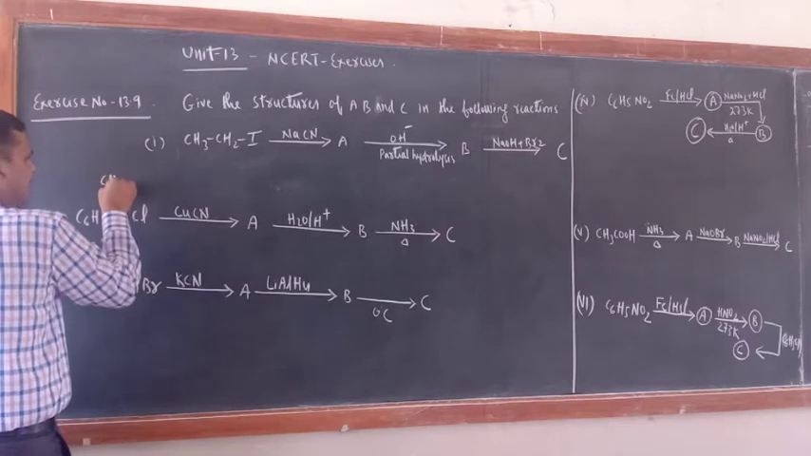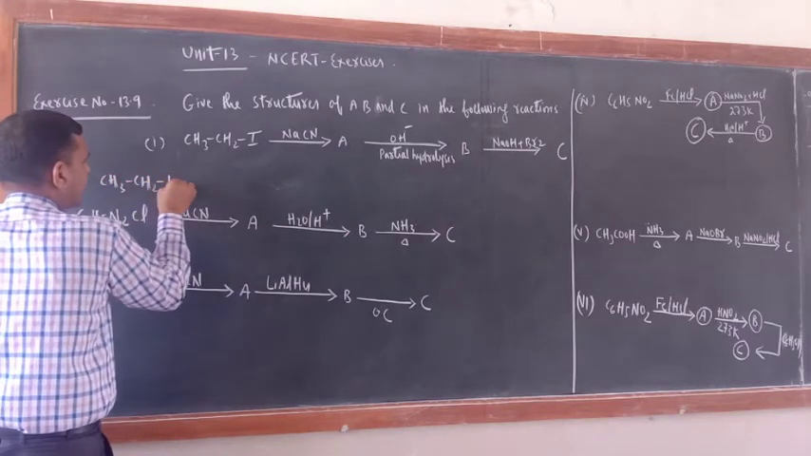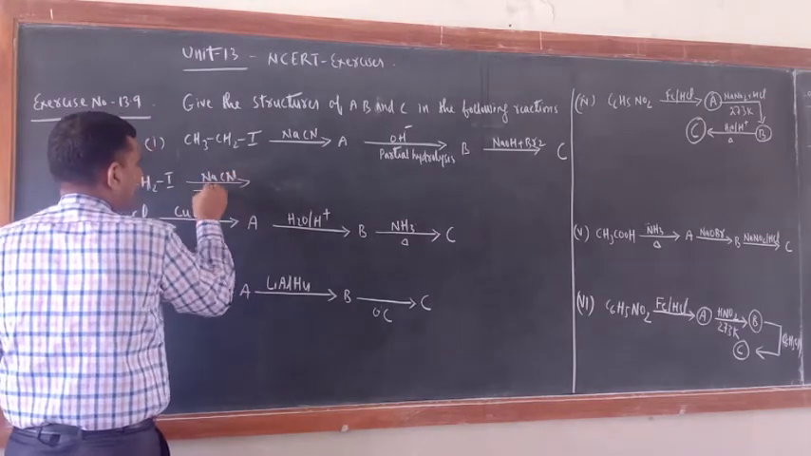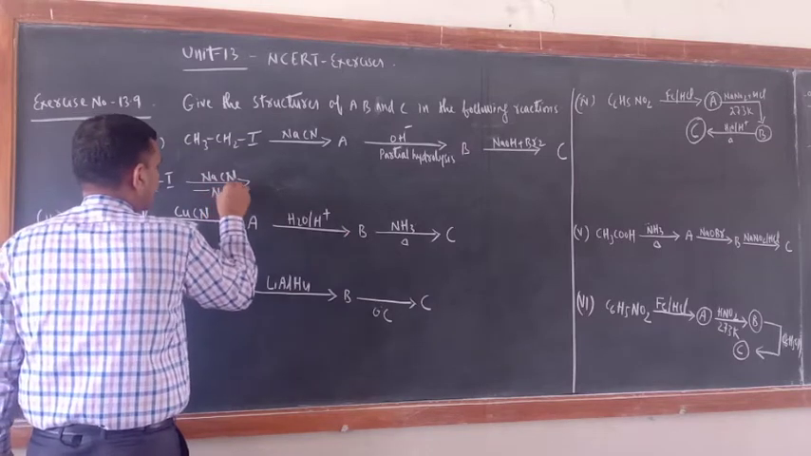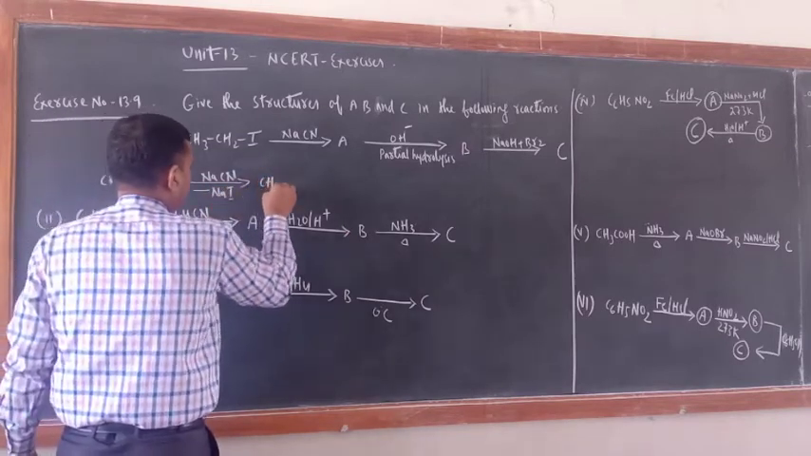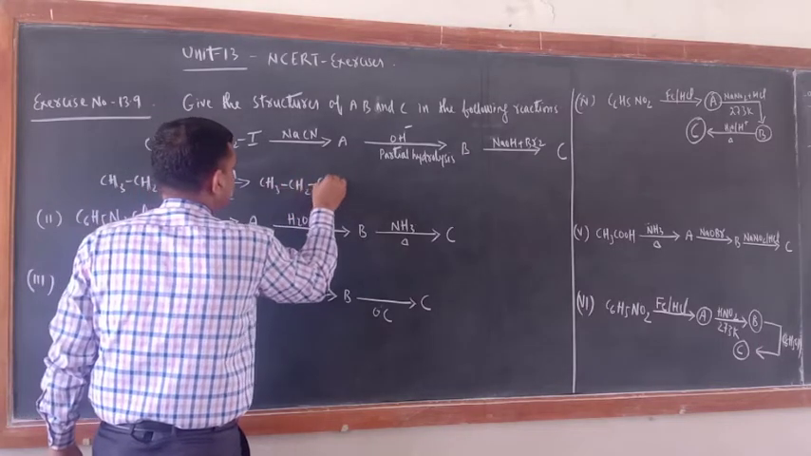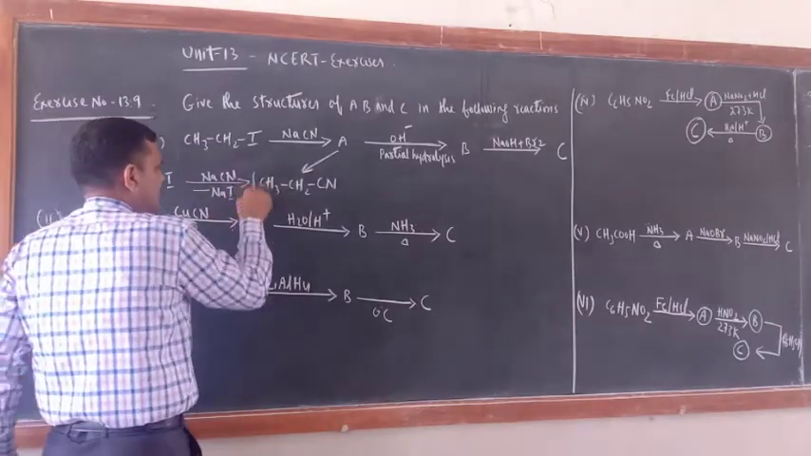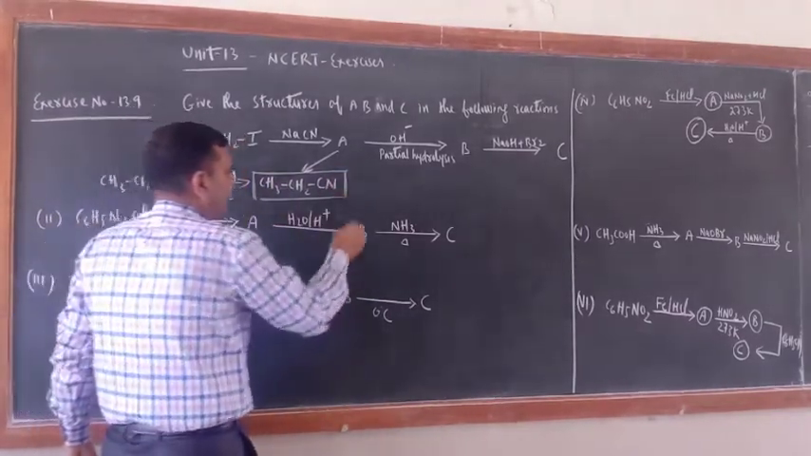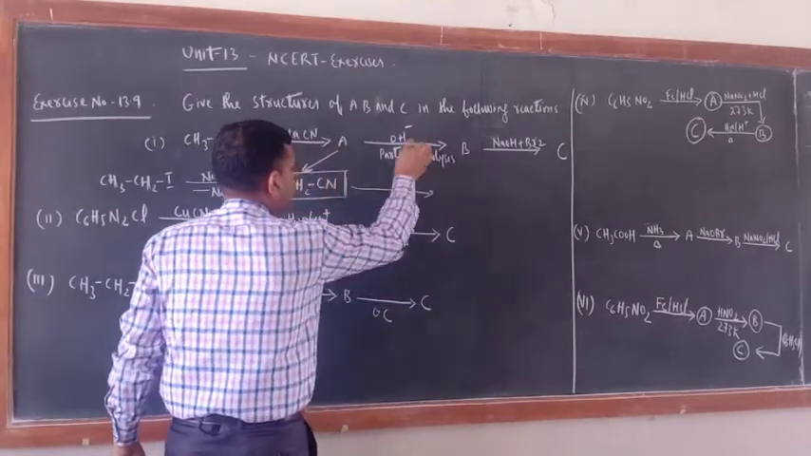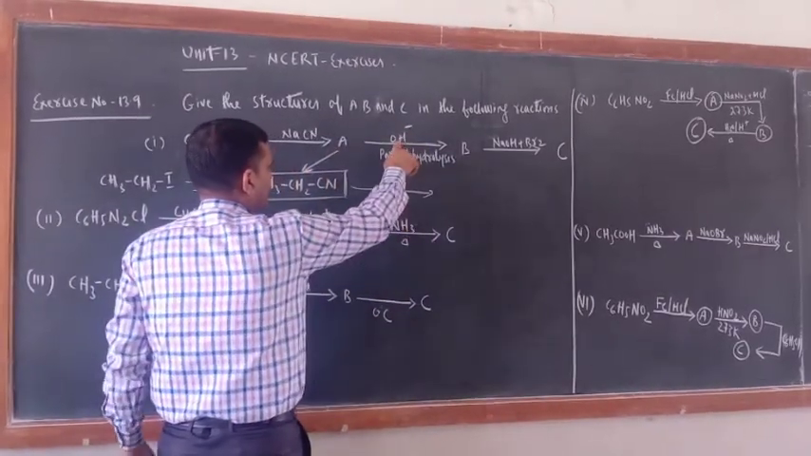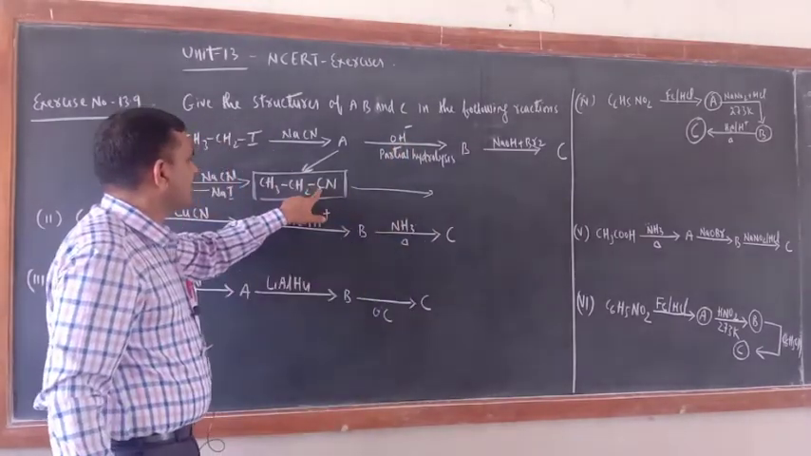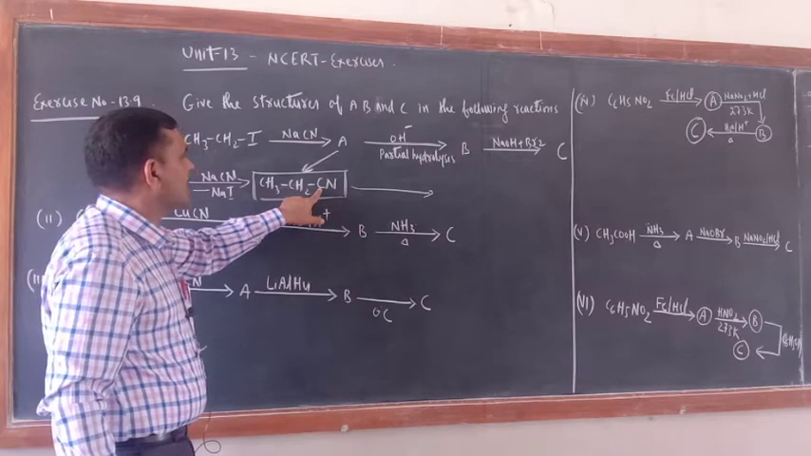Just see, I am starting here. If CH3CH2I reacts with NaCN, what is the product? Minus NaI would be there, and the product would be CH3CH2CN. Means your A is this one, CH3CH2CN. Now if the cyanide is subjected to partial hydrolysis, what is the product?